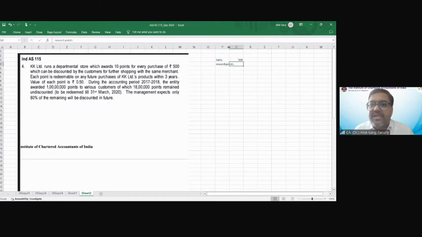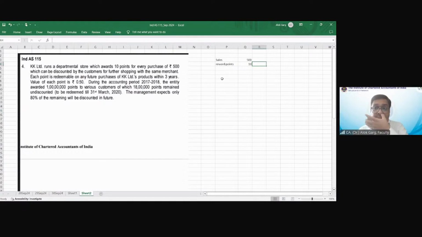So this company is like a super stop. Whenever you purchase garments or accessories of 500 rupees, this company will give you 10 reward points. And the customer can use this reward point while purchasing additional goods and services in future. And this is valid for 3 years. Value of each point is 50 paisa. And what is the value of the reward points? 50 paisa.